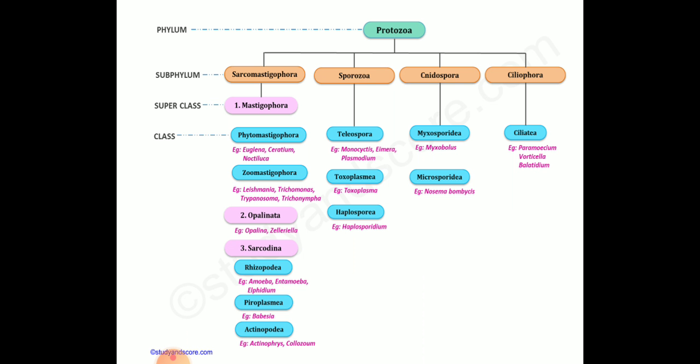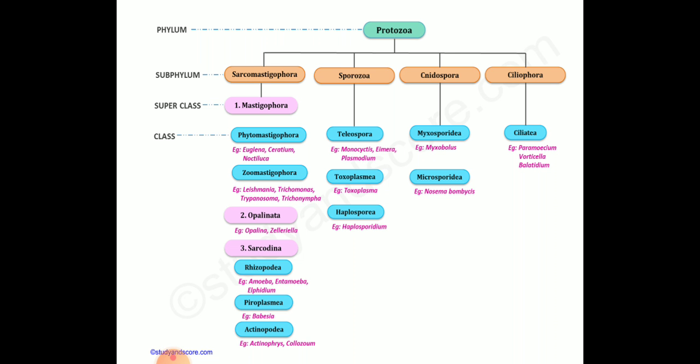As you can see in this chart, the phylum Protozoa is divided into four subphyla: Sarcomastigophora, Sporozoa, Nidospora and Coeliophora. Under Sarcomastigophora, there is one superclass, Mastigophora. In Sporozoa, there are no superclasses, and the same goes for Nidospora and Coeliophora.